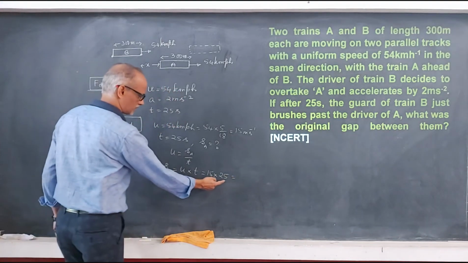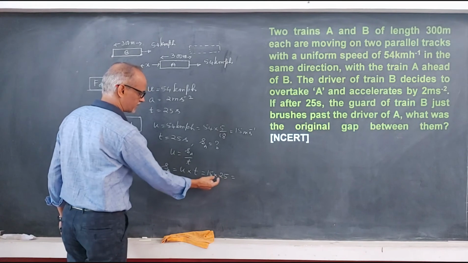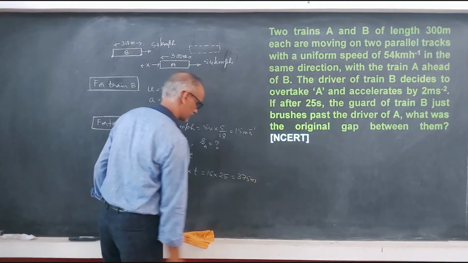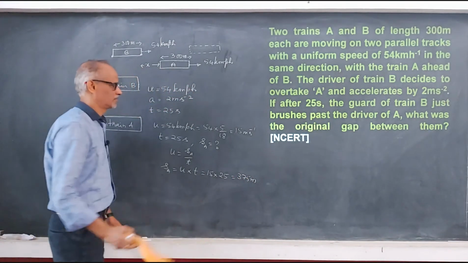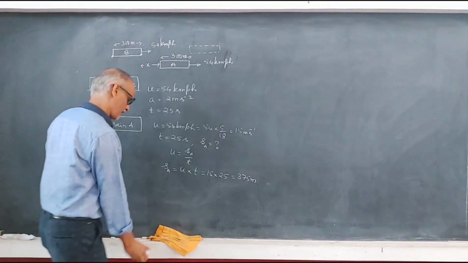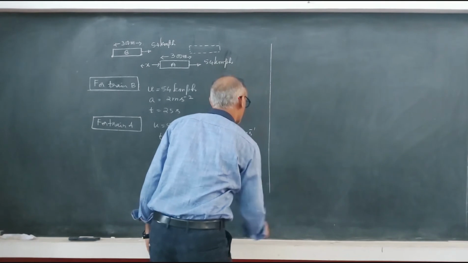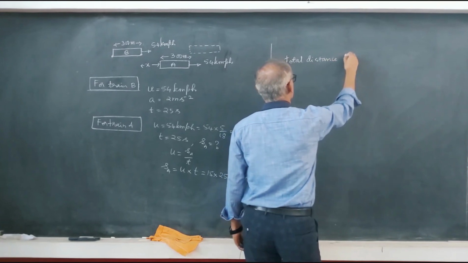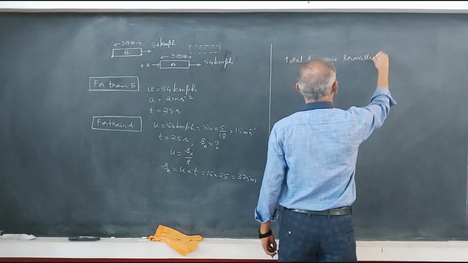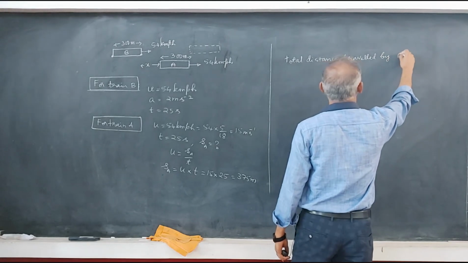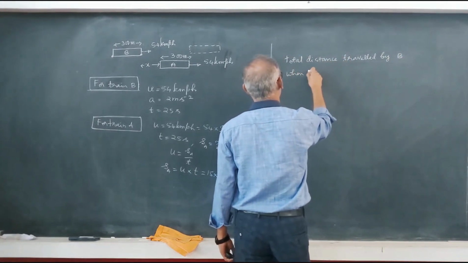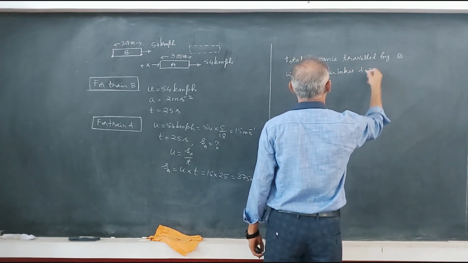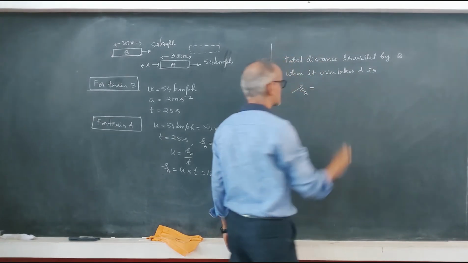15 into 25: 25 into 10 is 250, and then we have 125, so we'll get 375 meters. So this is the distance traveled by A. And now the total distance traveled by B when it overtakes A, I will write as S suffix B, the distance traveled.